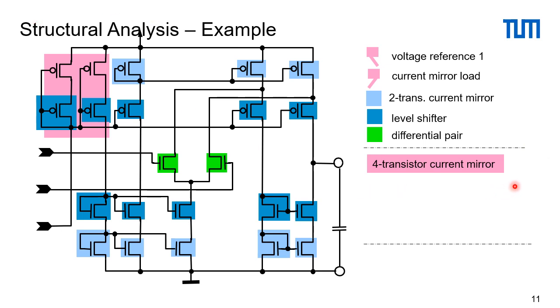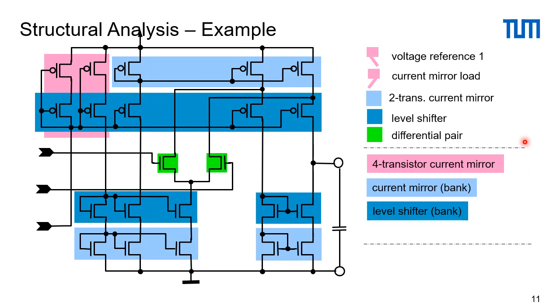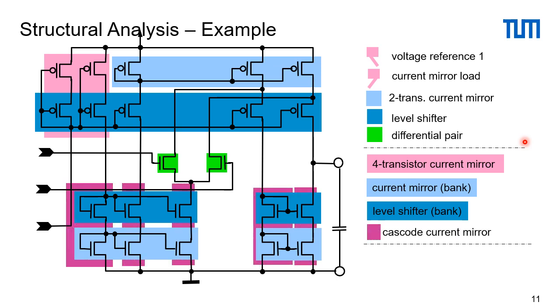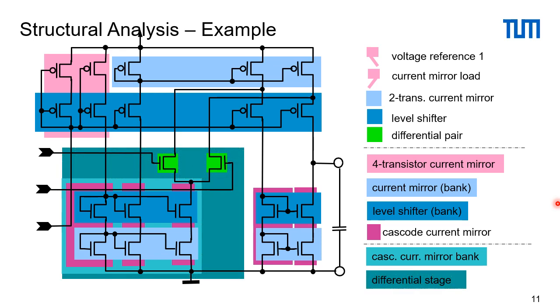a 4 transistor current mirror, current mirror banks. This is something we can identify, level shifter banks, and finally a cascode current mirror. Here's one, and this one is one. So these are the pairs we find, and well, might be fun, we can also identify a cascode current mirror bank, but finally we find this differential stage.